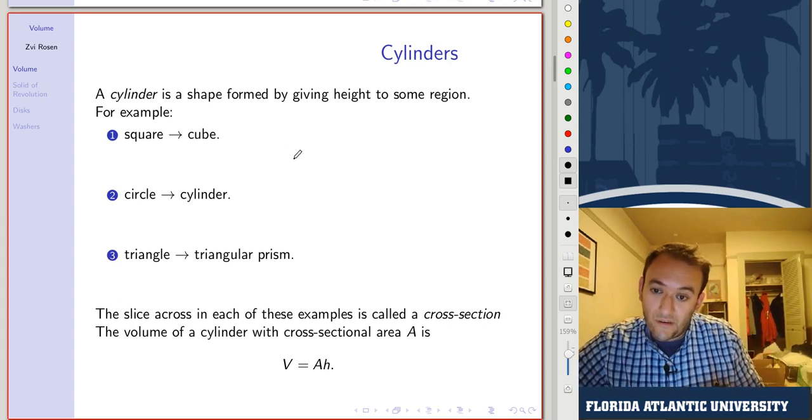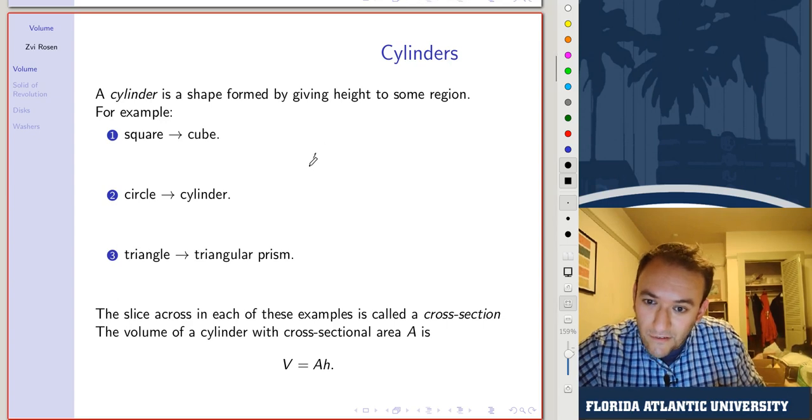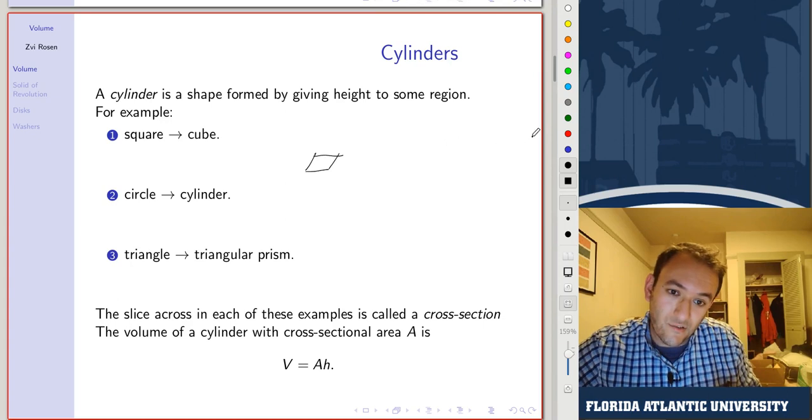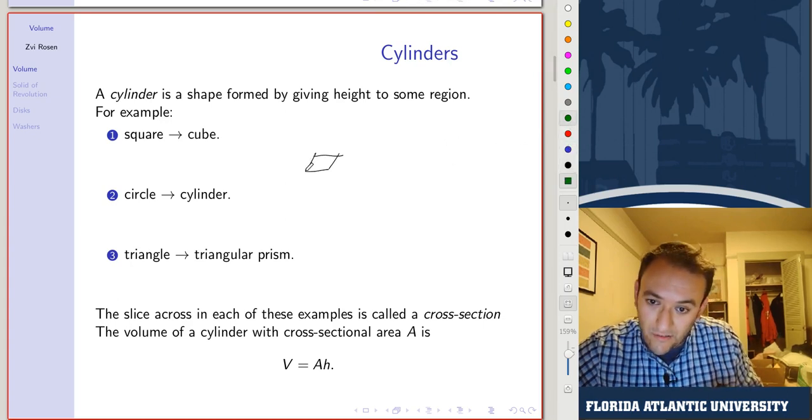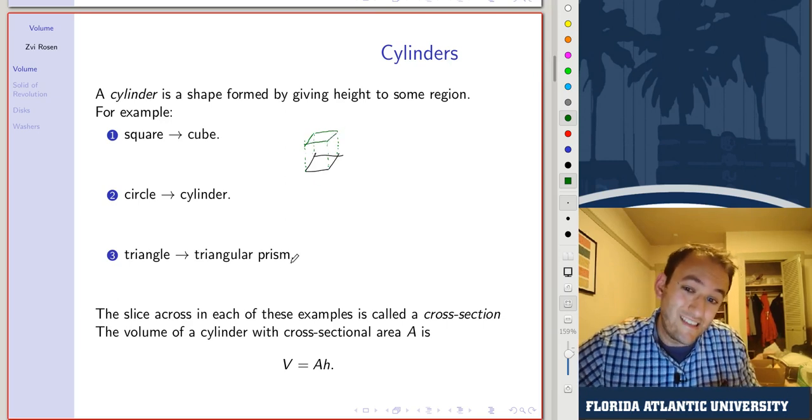So here's a square sitting in a 2-dimensional plane. Oops, wow, that's very much not a square. Let's try this again. Okay, this is sitting in a 2-dimensional plane, and we allow ourselves to have 1 unit of height, and that gives us this cube. Okay, and this is a cylinder. The cube is really a cylinder over a square.